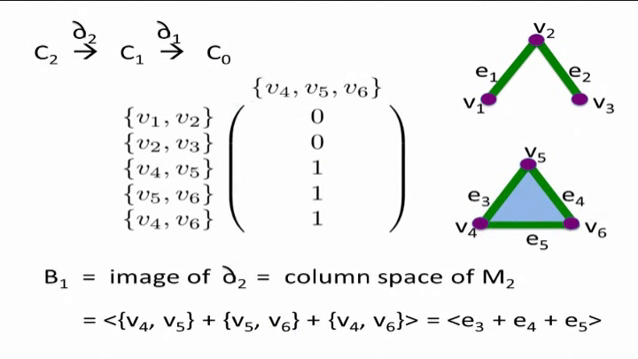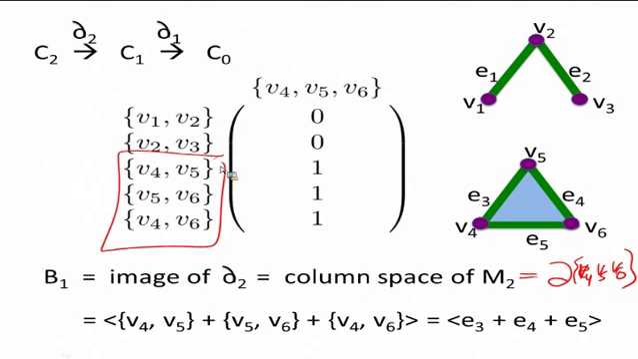So we can see that the image of boundary 2 is just the column space. My column space is the boundary, so the image of this will be the boundary of my face V4, V5, V6. And I can see that that will be the sum of these two, identical to what we did before when we had the boundary of an edge. Now we just have the boundary of a triangle. It's going to be generated by this. And remember, this one was E3 through E5 right here. So we got that it's generated by this here.